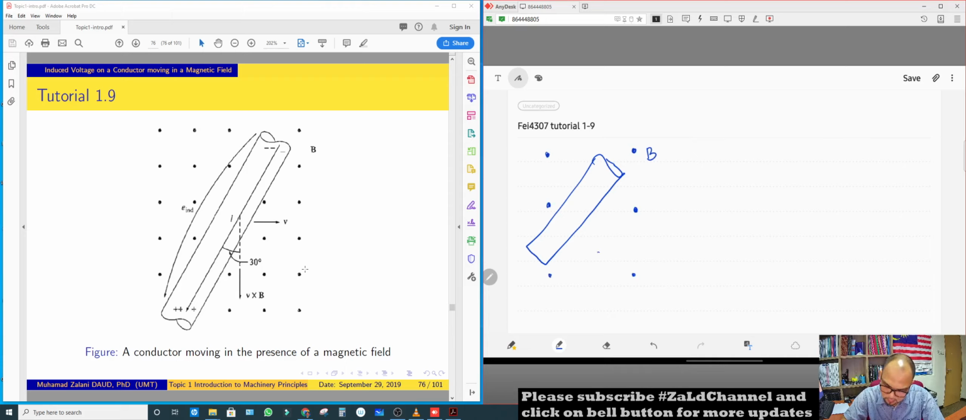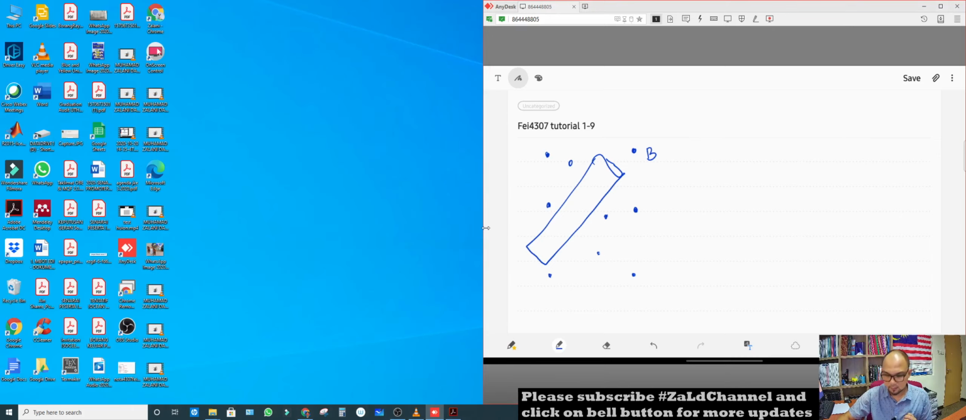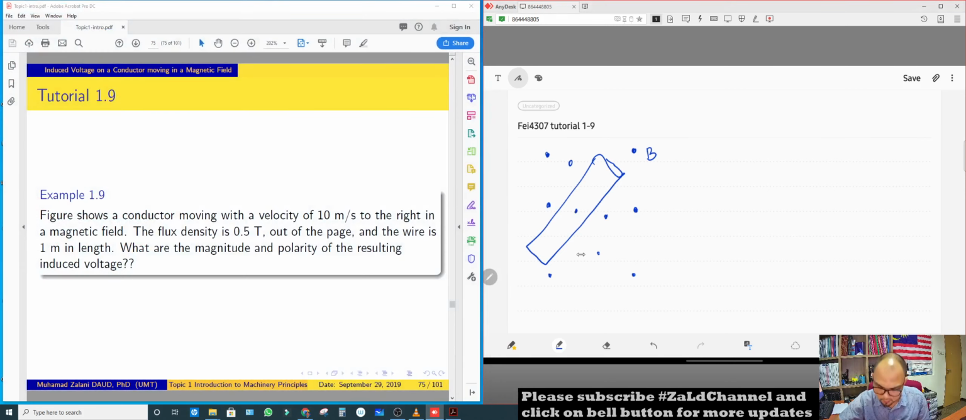Can you see that there is dot dot dot over there, meaning that B is directed from paper out of the page. Okay, so B is out of the page, and the direction of wire is displaced about 90 degree from vertical.